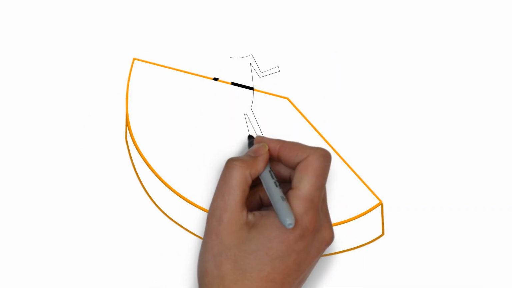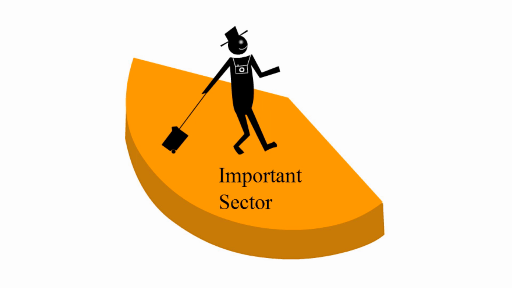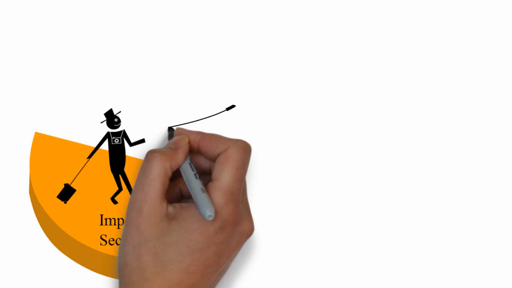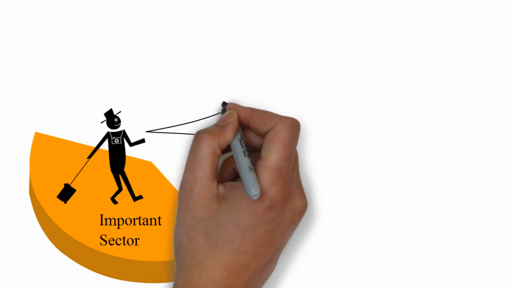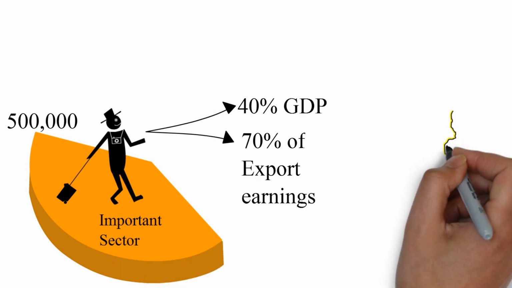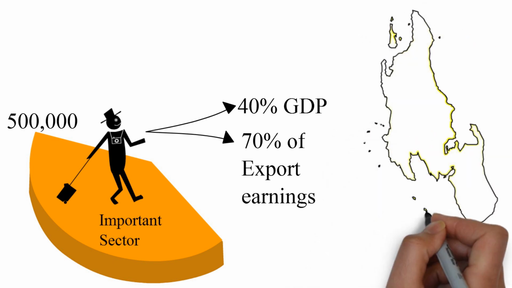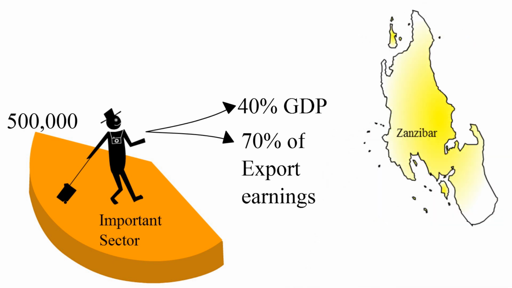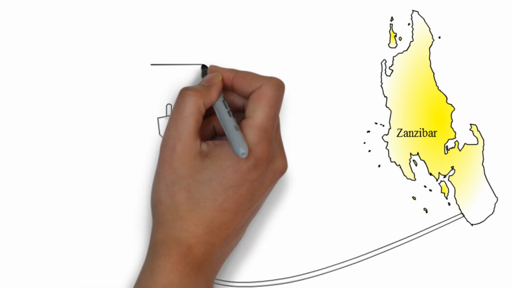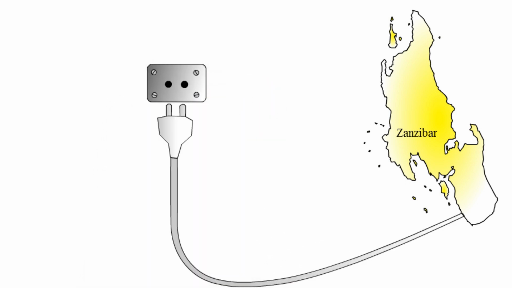Today, tourism is Zanzibar's most important economic sector. The 500,000 tourists visiting Zanzibar annually are estimated to generate just under 40% of the GDP and 70% of export earnings. Basically, without tourism, Zanzibar would lose its main income.